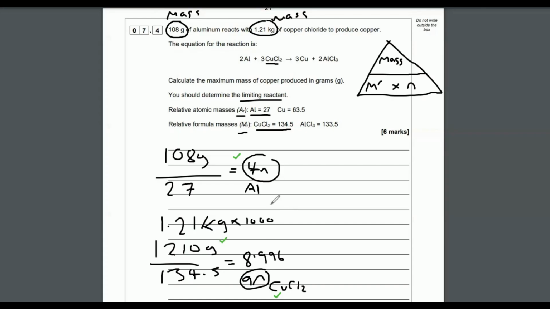Now, which one of these is limiting? I know what you're thinking. Aluminium's limiting. There's less of it. There's only 4. We don't know that yet. We've got to check the ratio.